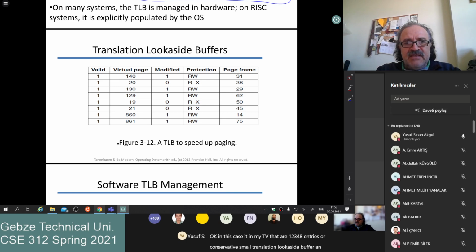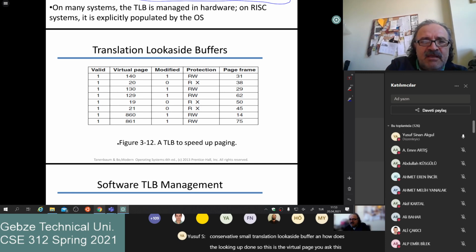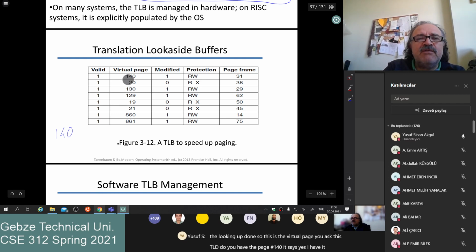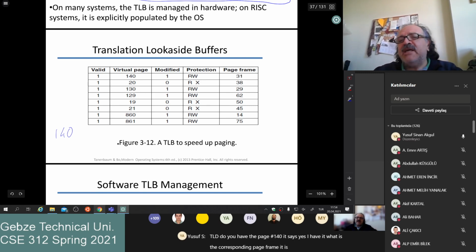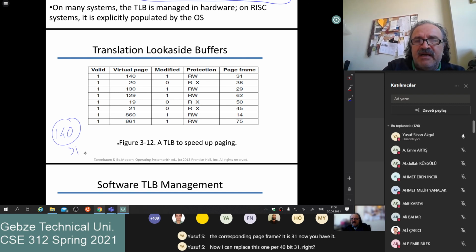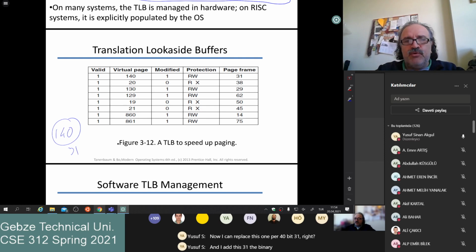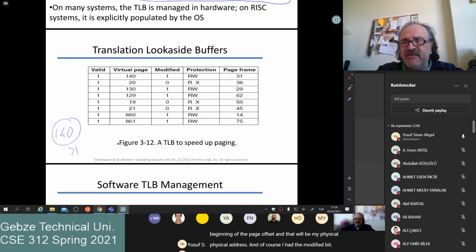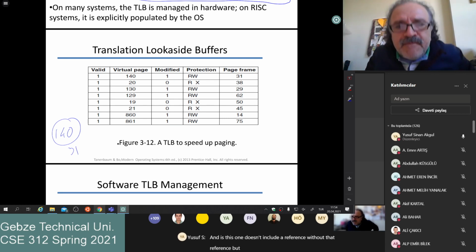And how is the lookup done? So this is the virtual page. You ask this TLB, do you have page number 140? It says, yes, I have it. What is the corresponding page frame? It is 31. Now I have it. Now I can replace this 140 with 31, right? And I add the binary representation of 31 to the beginning of the page offset, and that will be my physical address. And of course, I have the modified bit, and this one doesn't include the reference bit, but the reference bit is common too, and I have the protection.